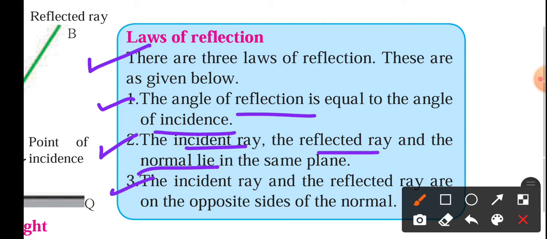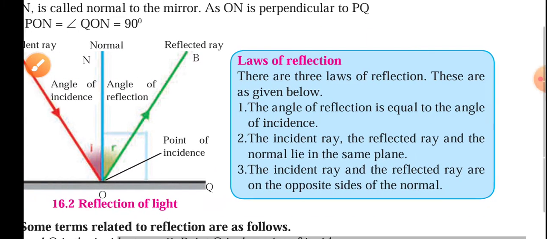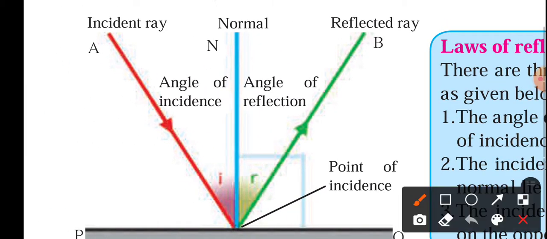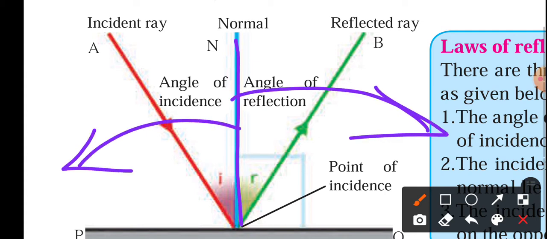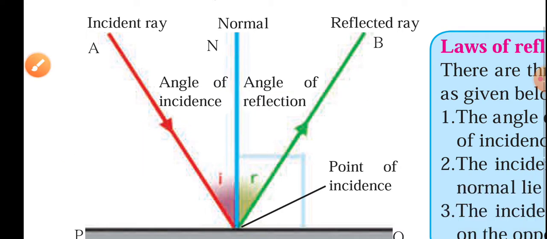The third one is the incident ray and the reflected ray are on the opposite sides of the normal. They are on opposite sides of the normal. See, this is the normal at the center. The one is on this side, the one is on the other side. So it's pretty obvious that the incident ray and the reflected ray will be on either side of the normal, opposite to each other.